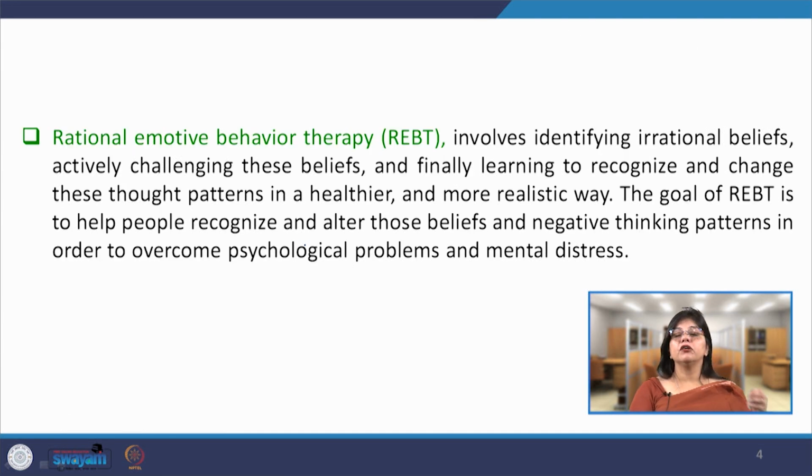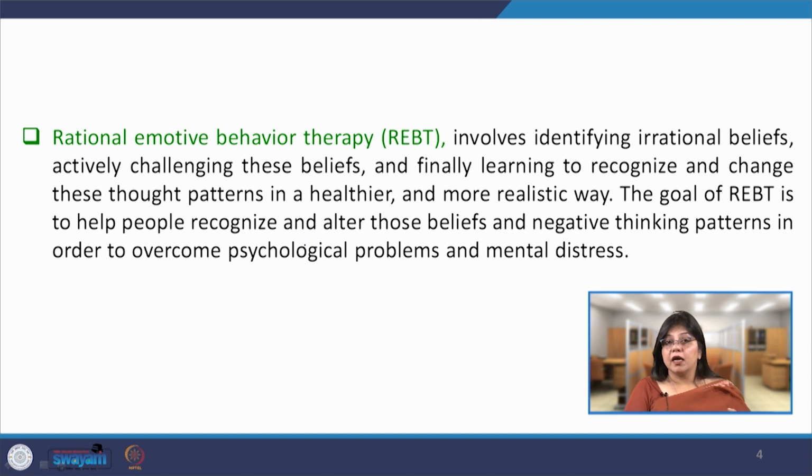And the other is rational emotive behavior therapy. This involves identifying irrational beliefs, actively challenging these beliefs, and finally learning to recognize and change these outcome patterns. In developing rational emotive therapy, one has to become aware of where his emotions are going and flowing, in what direction. If a person fails to understand his own and other people's emotions, then it becomes difficult for any person to recognize or alter his own behavioral patterns.